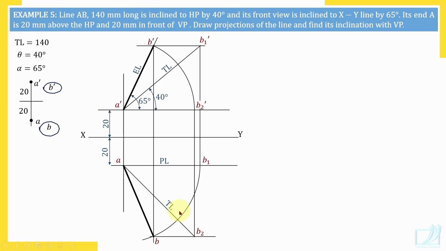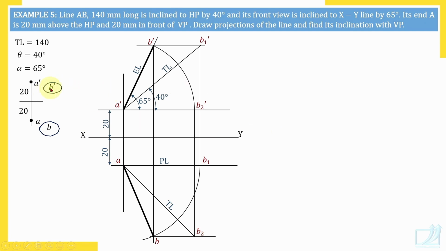Our drawing is complete. How will you come to know that your drawing is complete? You will find that in your drawing there are 6 views, 3 front views and 3 top views. So check A dash B dash, A dash B1 dash, A dash B2 dash, AB1, AB2 and AB. B dash and B1 dash are on a horizontal line, B and B2 on a horizontal line. So the drawing is complete.